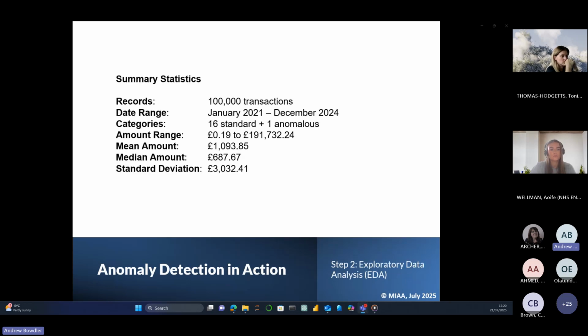Next, we explore. This is about getting a feel for the shape of the data. We look at distribution, trends, and standout features. We're dealing with a broad financial range, from minor purchases of under £1 to high-value transactions brushing £192,000. The average transaction is just over £1,000, but there's a lot of variance.